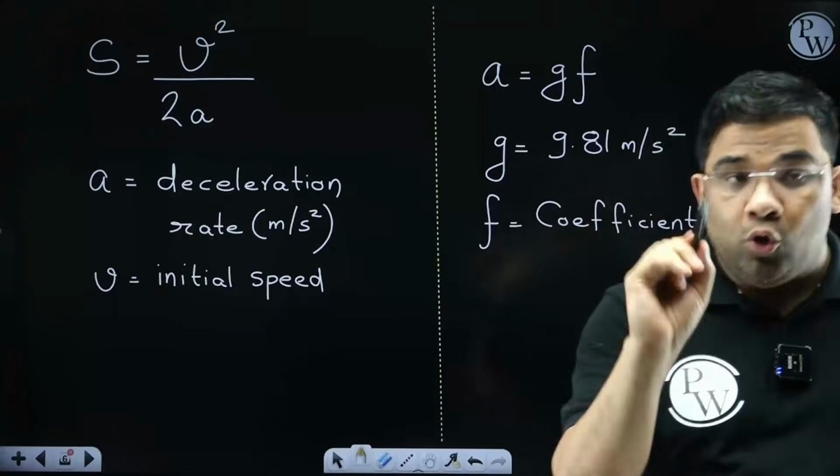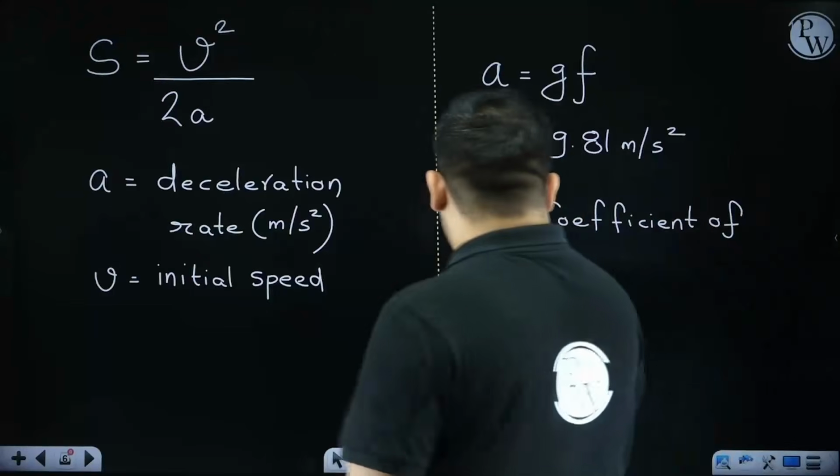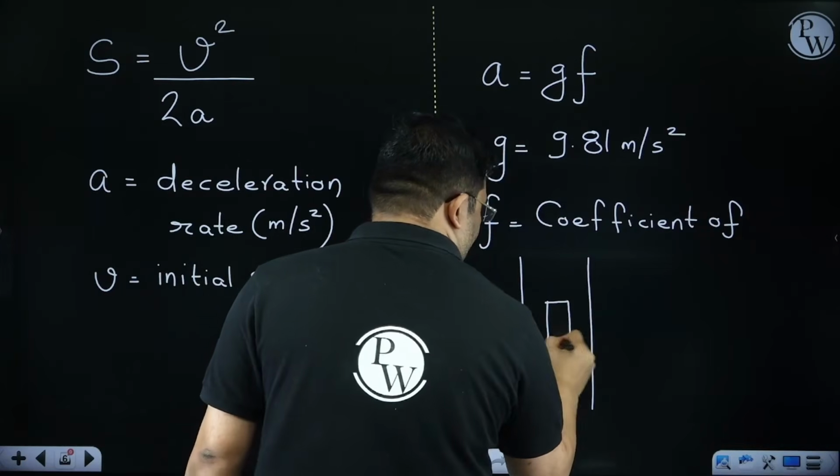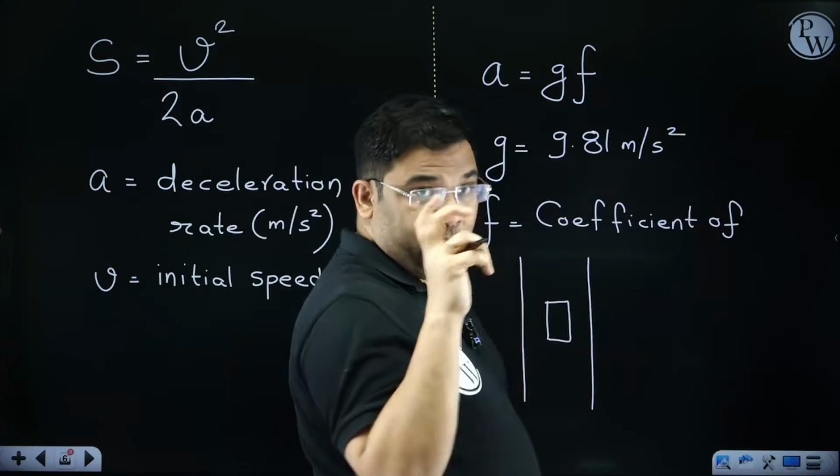Now here we will use the coefficient of longitudinal friction. Because suppose this is the road, I am drawing the top view. So this is the vehicle going forward. This is the top view.